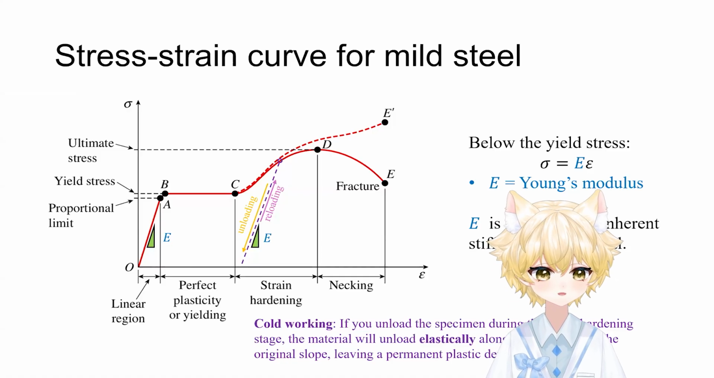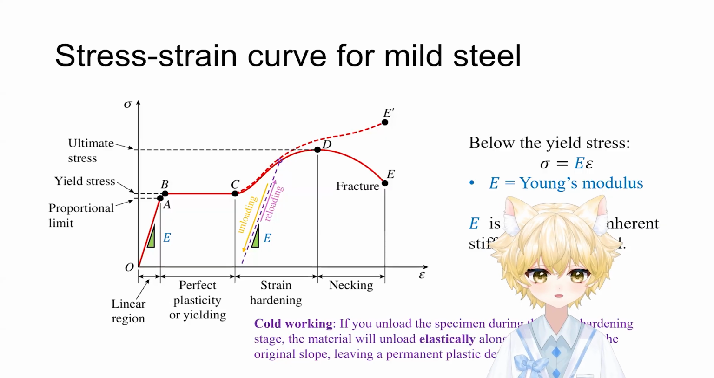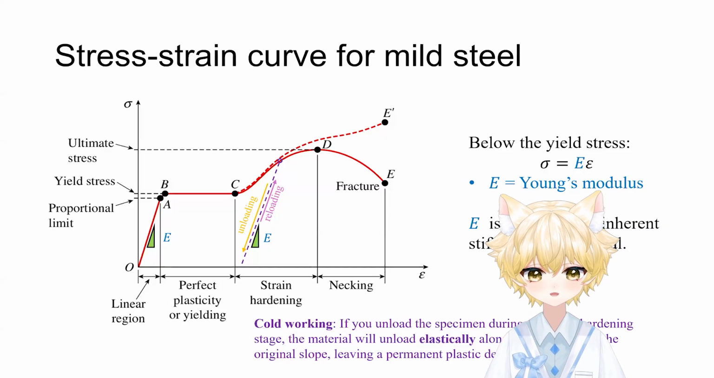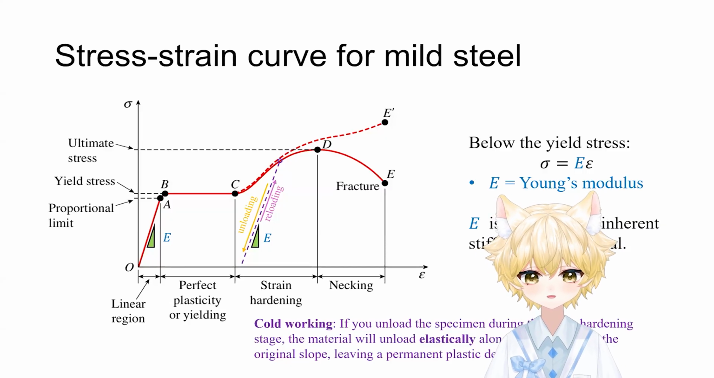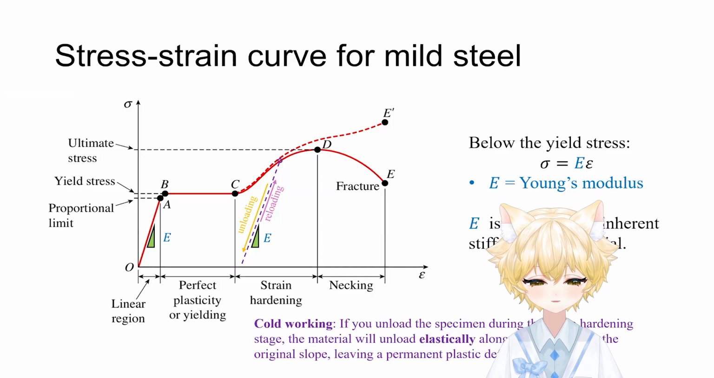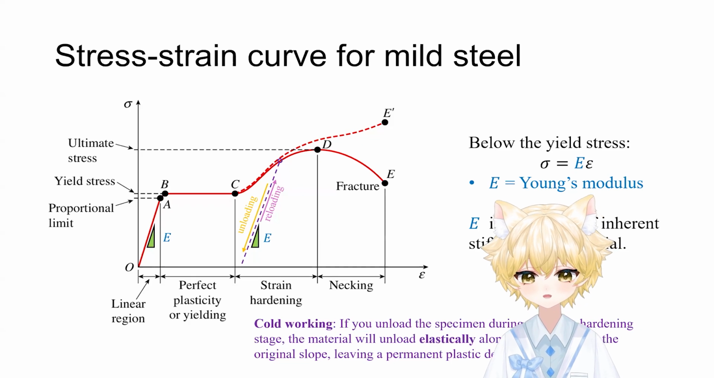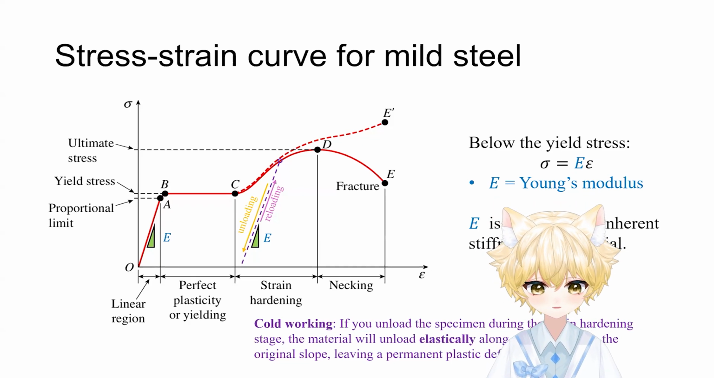The most critical thing to remember for today is unloading. Right? If we load the material into the hardening zone and then let it go, it doesn't retrace the curve. It unloads along a straight line that is parallel to the original elastic slope. This means it unloads with the stiffness of Young's modulus. You recover the elastic strain, but you are left with permanent plastic deformation.